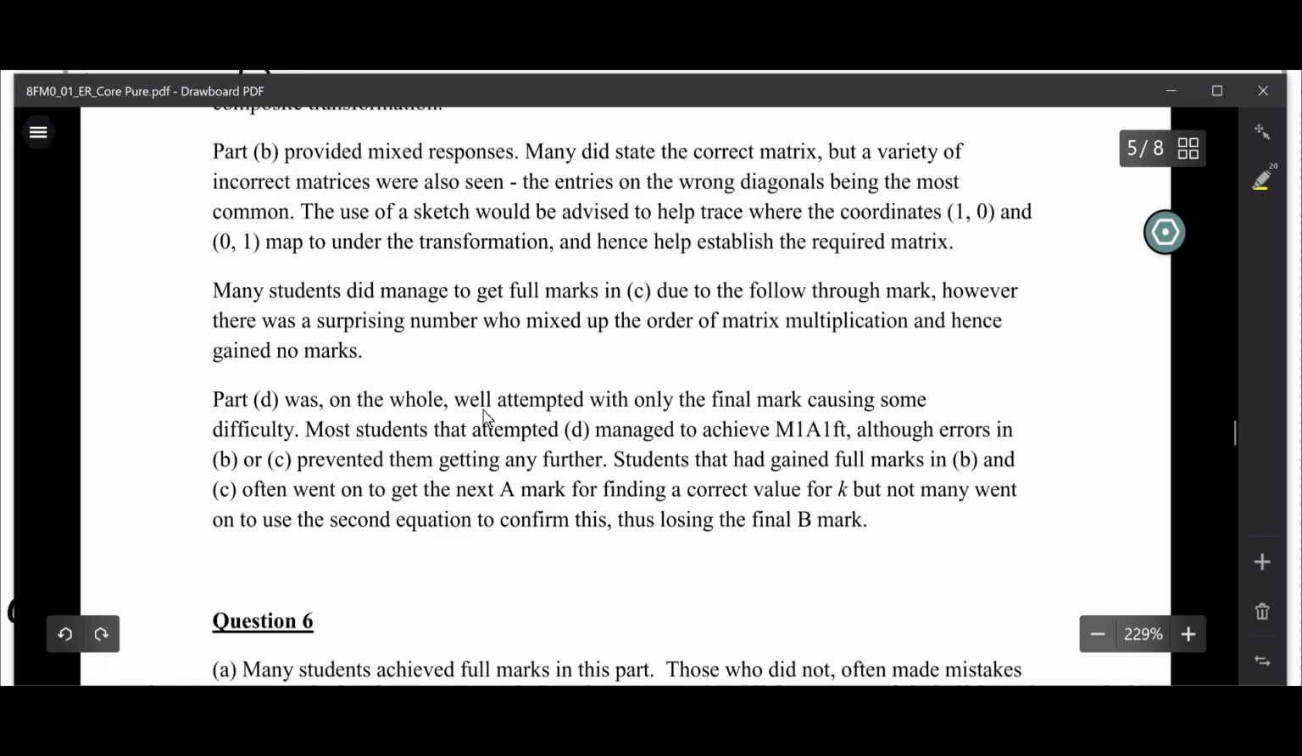And part D on the whole was well attempted, with only the final mark causing some difficulty. Most students that attempted part D managed to achieve a method mark and a follow-through accuracy mark, although errors in B or C prevented them getting any further. Students that had gained full marks in B and C often went on to get the next accuracy mark for finding a correct value of k, but not many went on to use a second equation to confirm this, thus losing the final B mark.